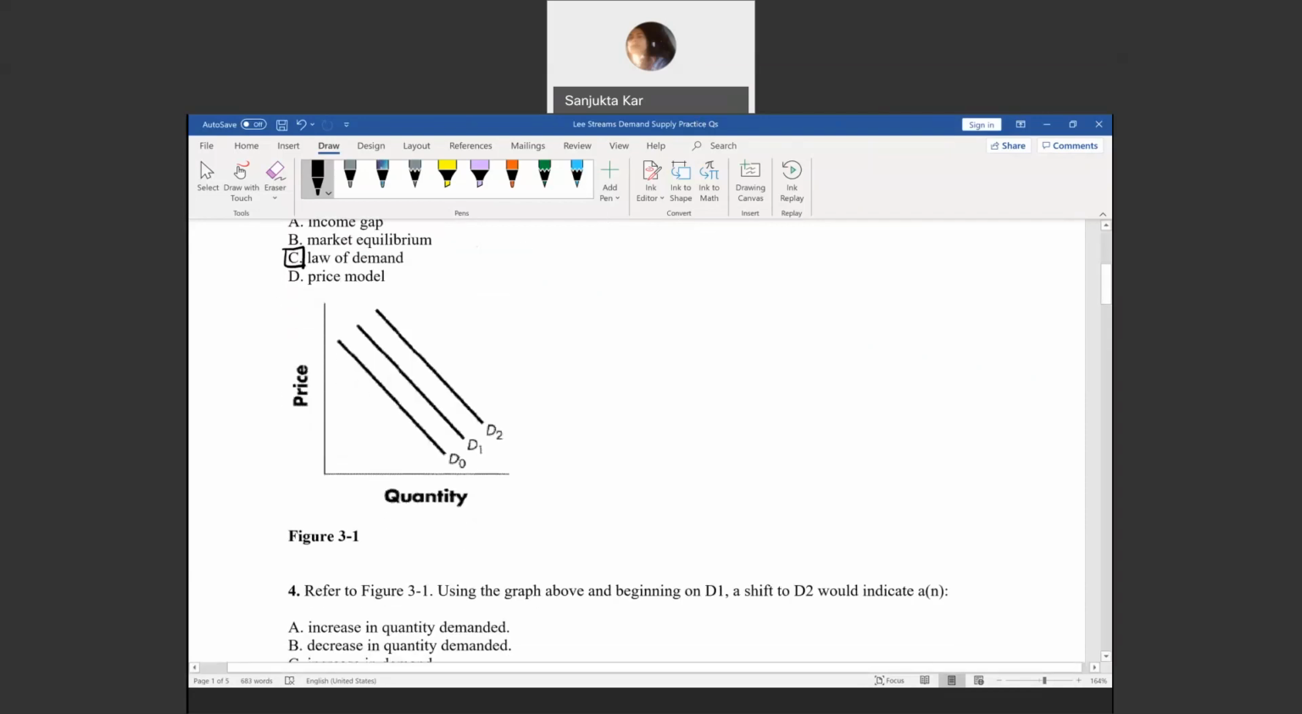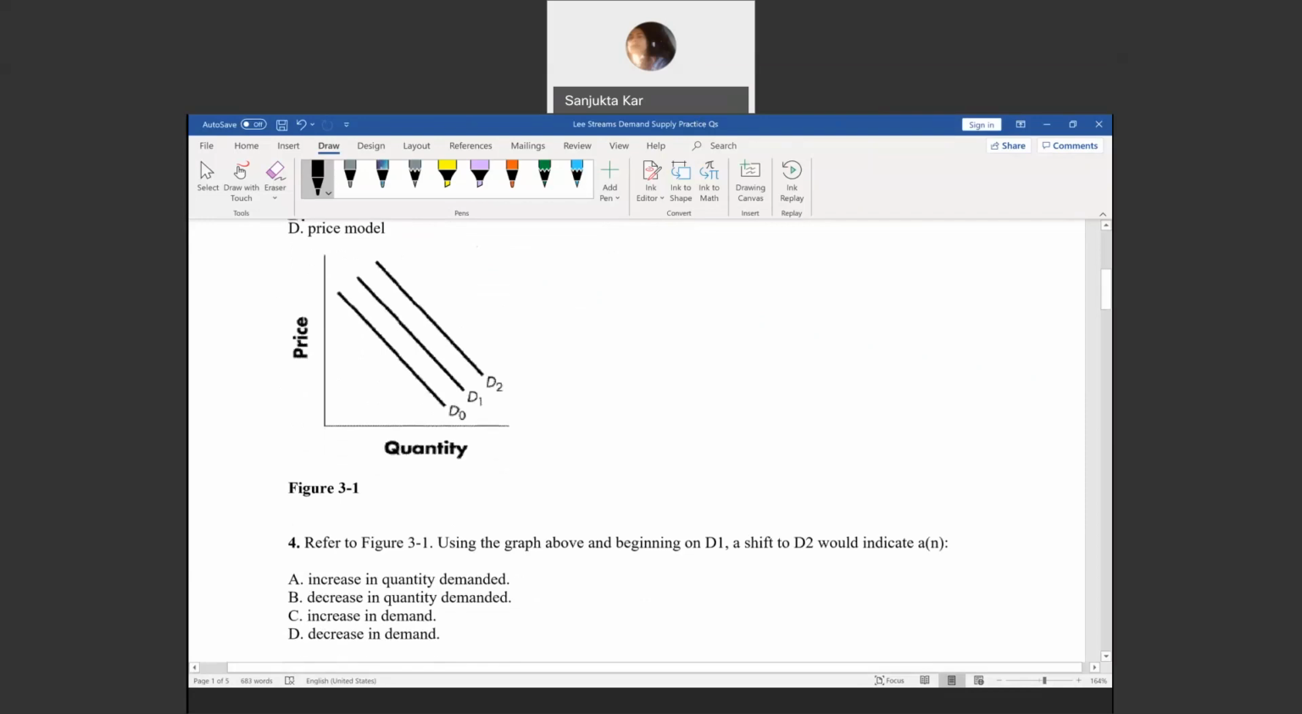Now we have these three graphs here. The first one is D1. Let this be the initial demand curve. And it says a shift to D2, what does it indicate? The demand curve is shifting to the right. This is called an increase in demand. This is not an increase in quantity demanded.